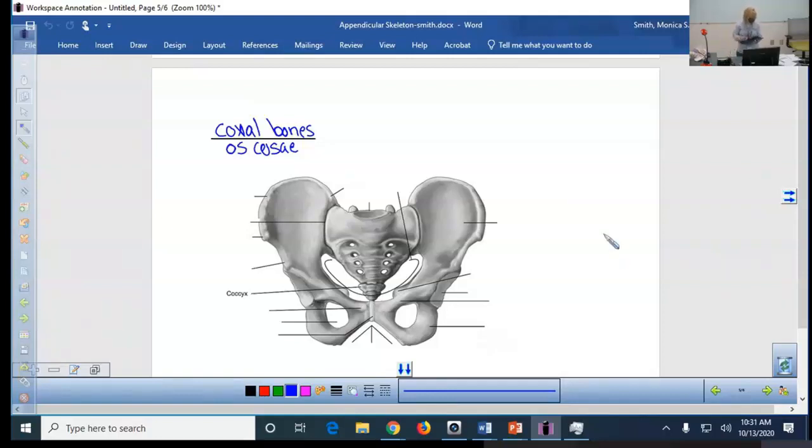All right, let's see. This bone up here, this top bone, where if I put my hands on it, would be called the what? What's this bone? That is the ilium. It's I-L-I-U-M. That's the ilium. We're going to just label the bones right now.